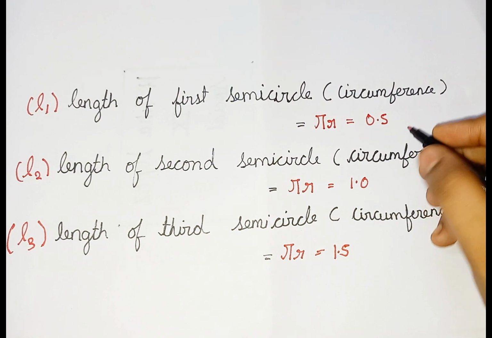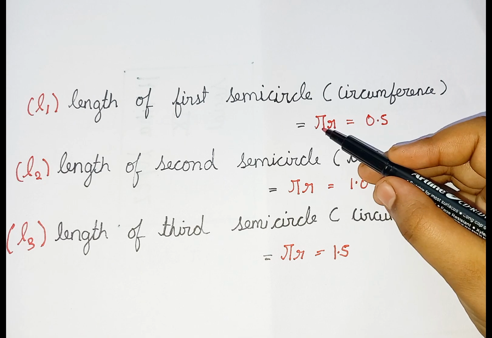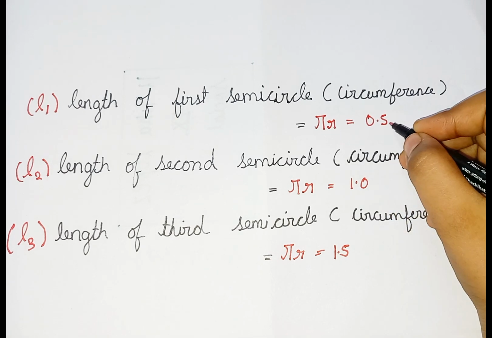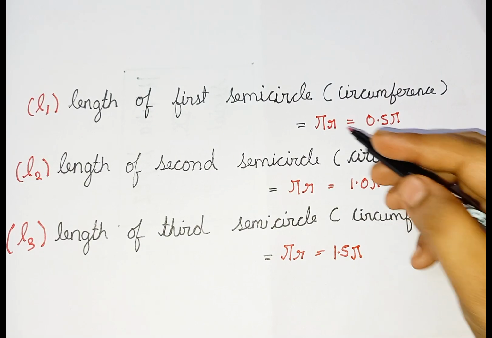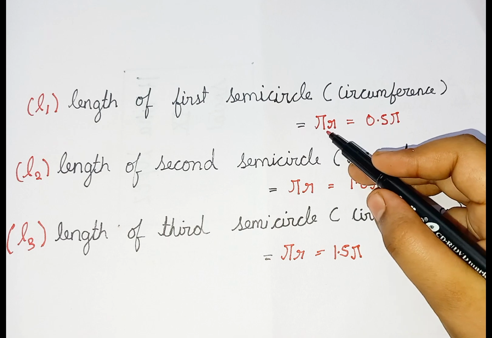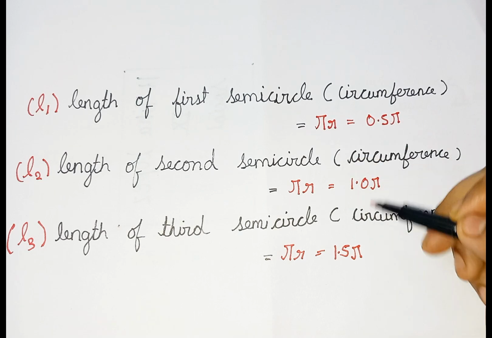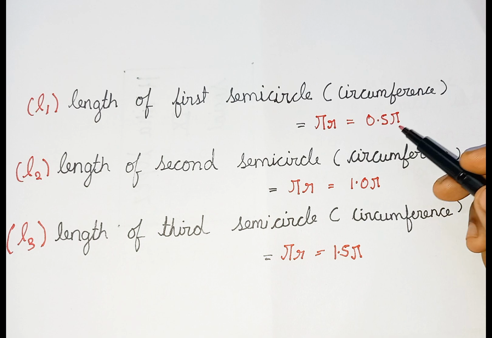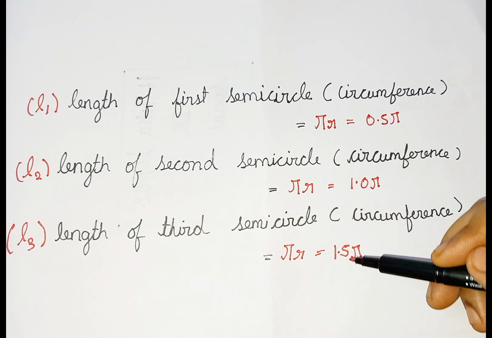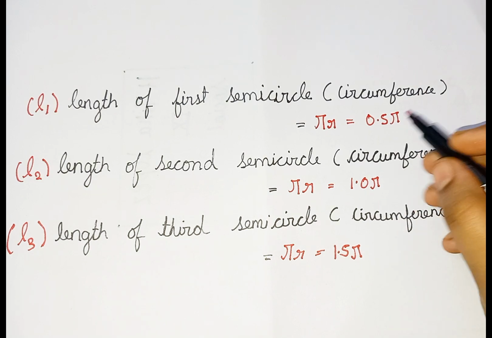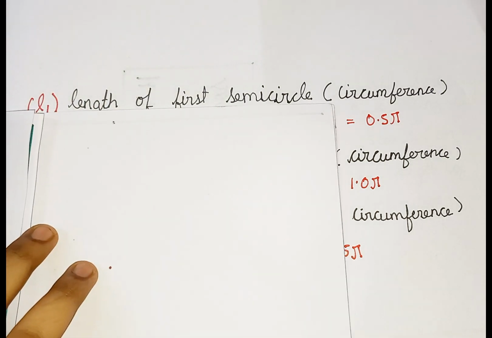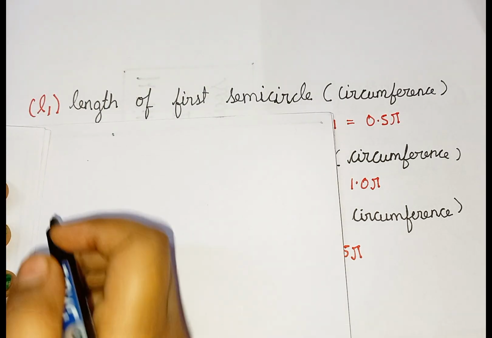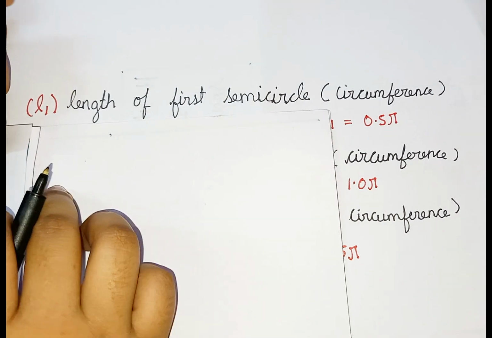Now I just wrote the radius, isn't it? I am not going to substitute the pi value. For now there is no need to substitute the pi value, I am going to write pi only. So I just put the radius value and wrote pi as it is. Now we have 0.5 pi, 1.0 pi and 1.5 pi. Now I am going to write it in AP form. AP, of course you guys know how to write it.